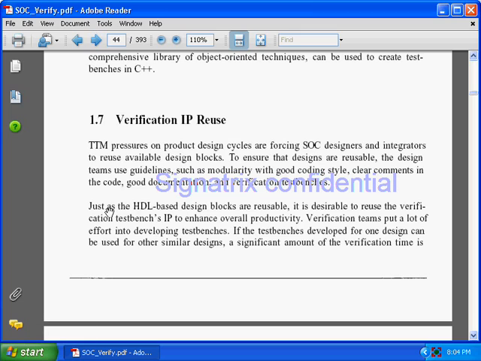Okay, just as the HDL based design blocks are reusable, it is desirable to reuse the verification test bench IP to enhance the overall productivity. Usually we are saying that our RTL is reusable, like we will only sell RTL, but nowadays time to market is in concept, so these verification IPs are also saleable. Okay, that will increase the overall productivity of the team.